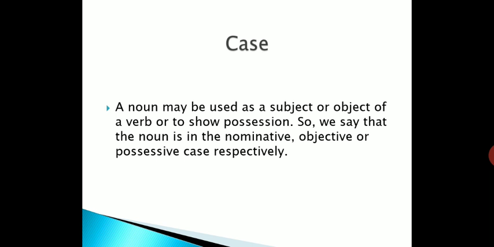A noun may be used as a subject or object of a verb or to show possession. So we can also say that the noun is in the nominative, objective, or possessive case respectively.